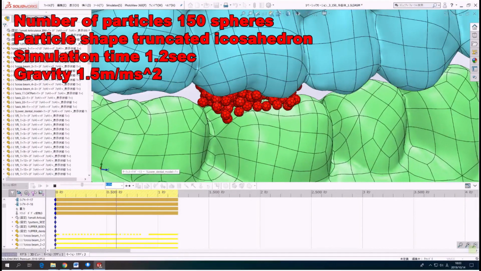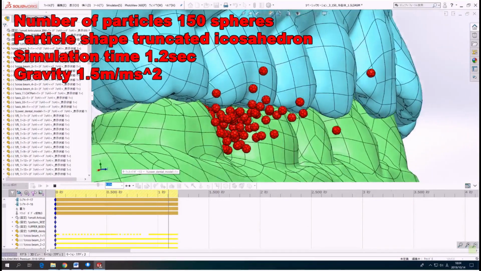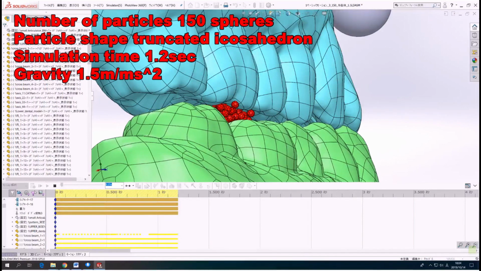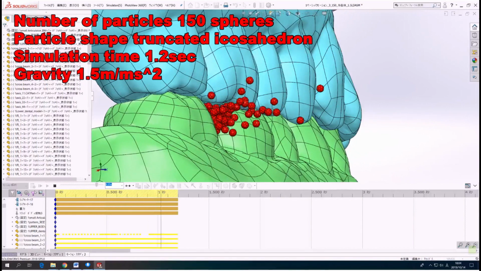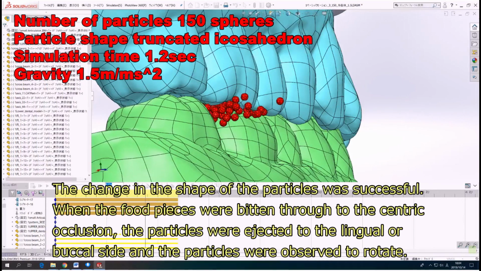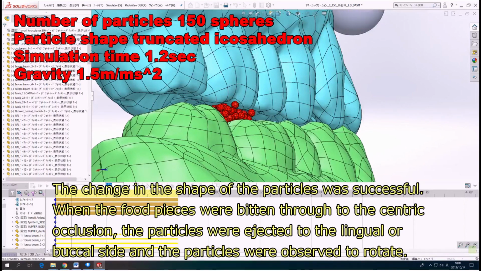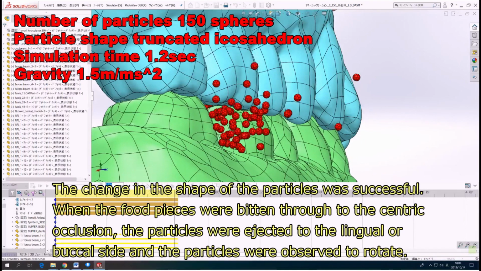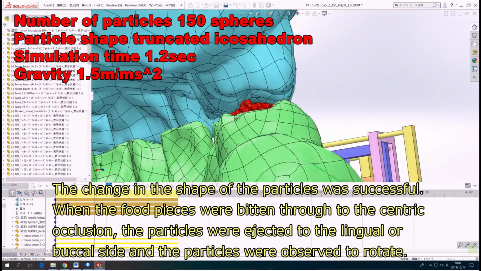Conditions of the setup. The number of particles is 150 spheres, the particle shape is a truncated icosahedron, the simulation time is 1.2 seconds, and the gravity is 1.5 meters per millisecond squared in this case. The change in the shape of the particles was successful. When the food pieces were bitten through to the centric occlusion, the particles were ejected to the lingual or buccal side and the particles were observed to rotate.